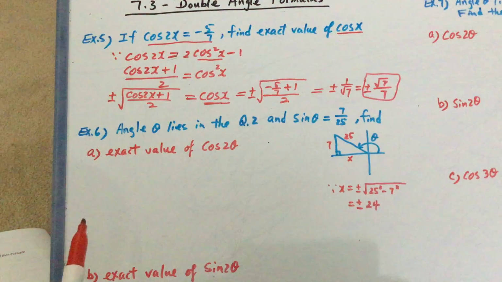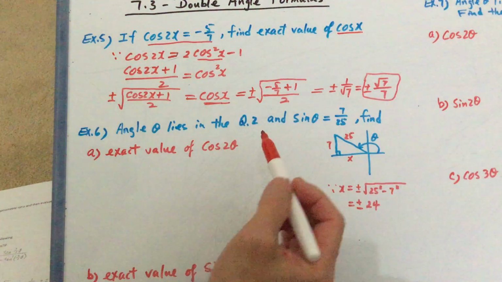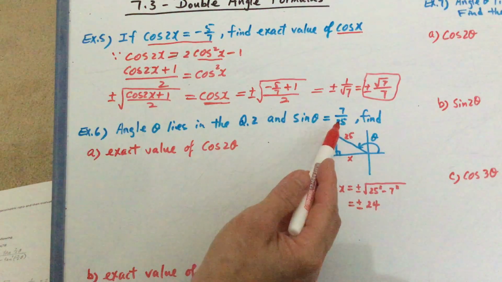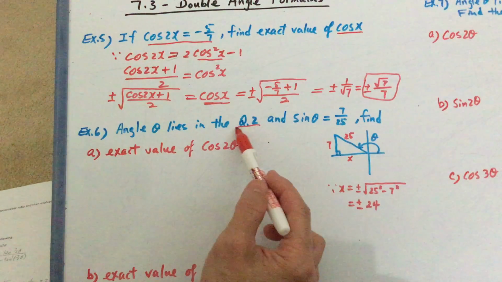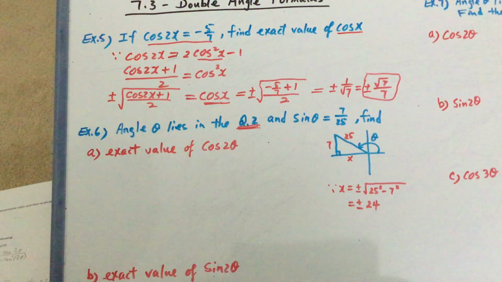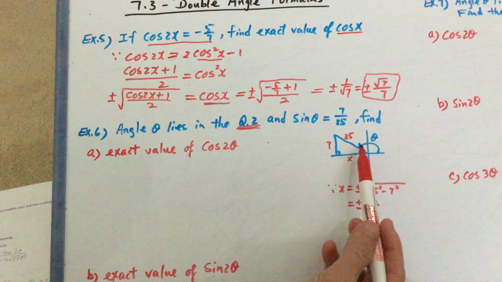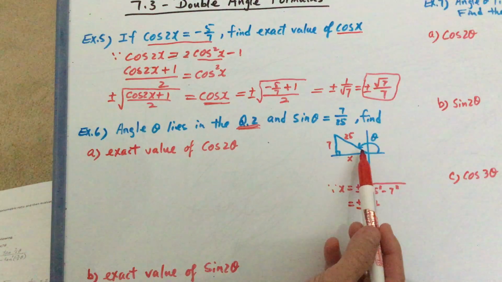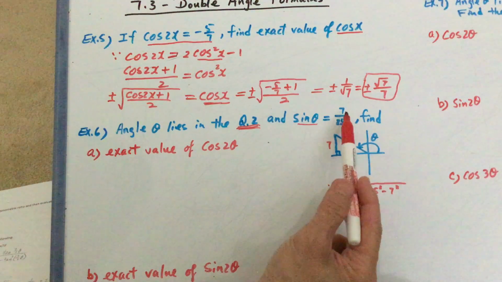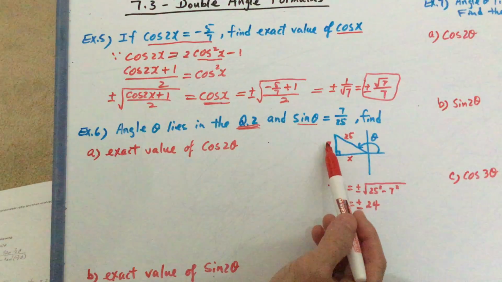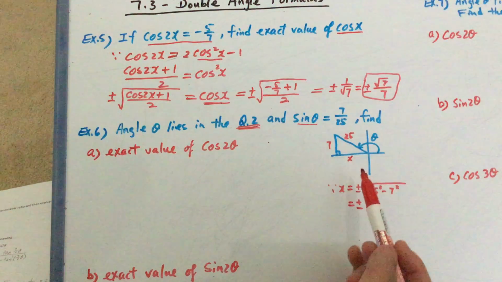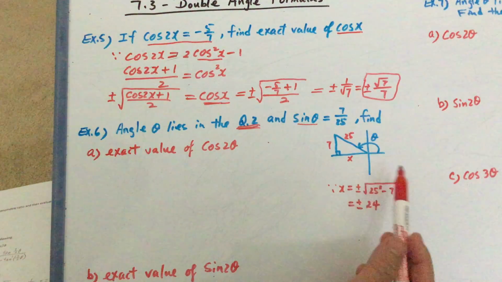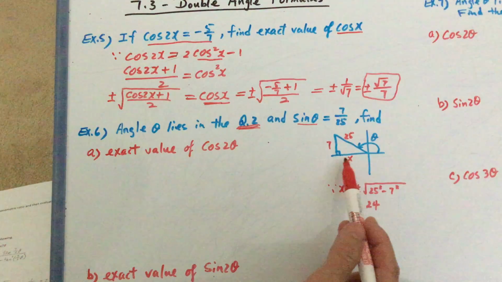Now, example number 6. You have an angle theta that lies in quadrant 2, and given that the sine theta is equal to 7 over 25. So you always need to look at the information given. Since I know that this theta is in quadrant 2, I quickly draw this reference triangle in quadrant 2. Knowing that the sine theta is equal to the opposite, 7, over the hypotenuse, 25, what is missing here is the x length. Using the Pythagorean theorem, you can quickly calculate the length for the x in quadrant 2.